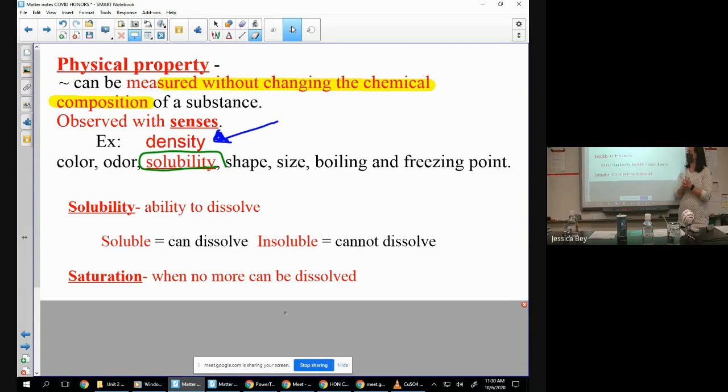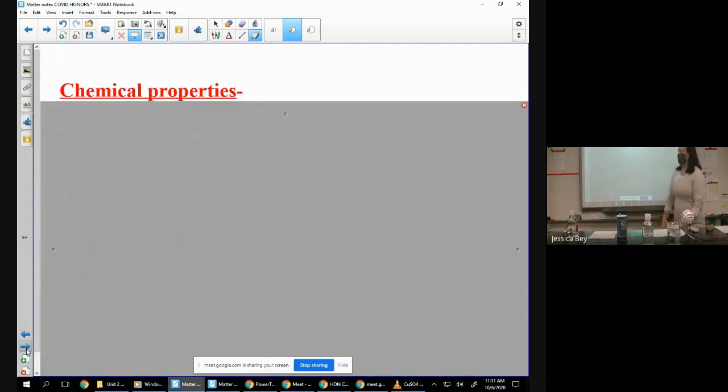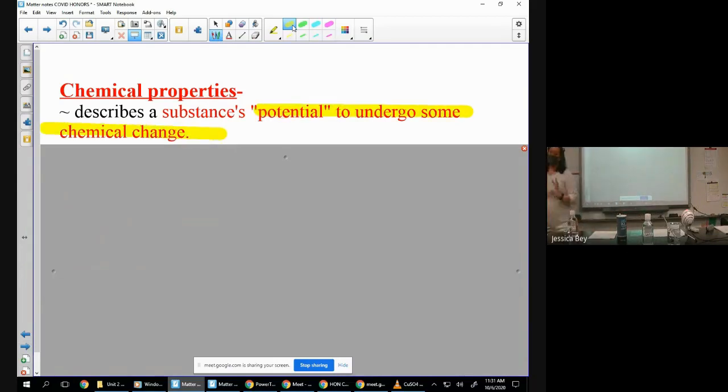Perfect. Very good. Awesome. So physical properties. How it smells, what it looks like, its shape, all that kind of good stuff, all physical stuff. All right. Chemical properties are just the potential to have a chemical change. So the substance's potential, you might just say potential to undergo a chemical change. That is a chemical property. Potential to undergo a chemical change.